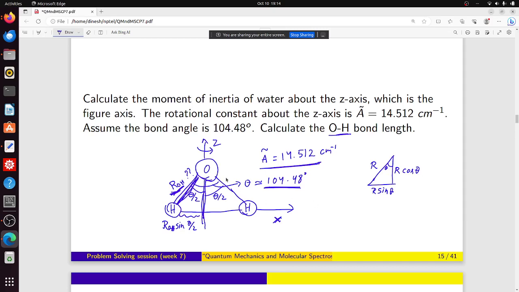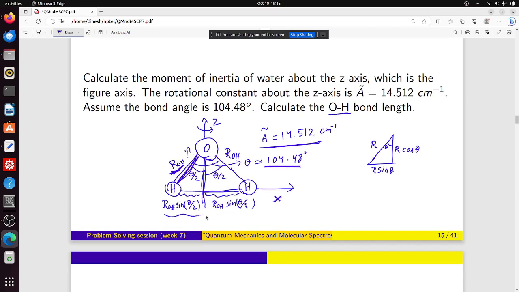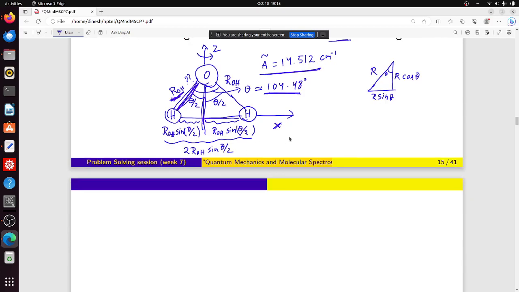So the adjacent side means the bond length we are denoting as ROH. So in terms of ROH and bond length, we can write this length like this: ROH sin theta over 2, right? So this total length will be 2 ROH sin theta over 2. Okay, so what does it become effectively?